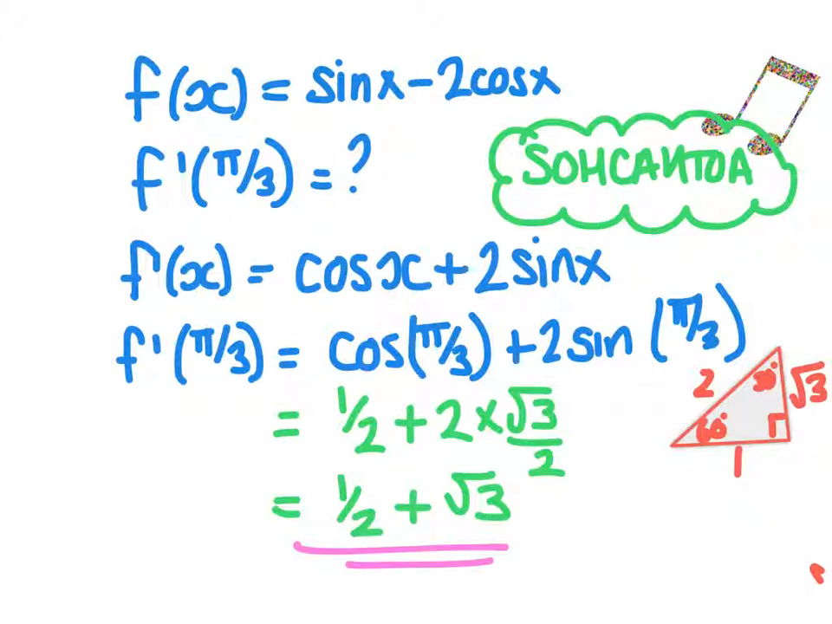Okay, and the third example, we're asked to find the equation of the tangent to the curve. So the tangent's a straight line. To find that equation, I'm going to need a gradient and a point. Now I've been given an x coordinate, so I can use my function to work out the y coordinate. So that will give me the point.